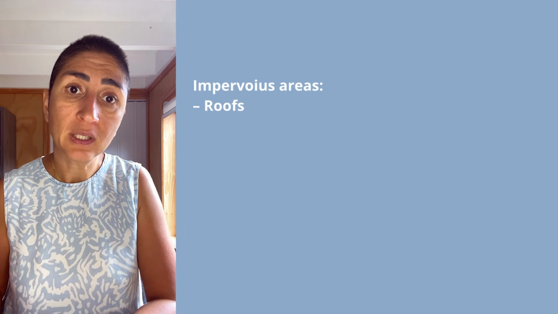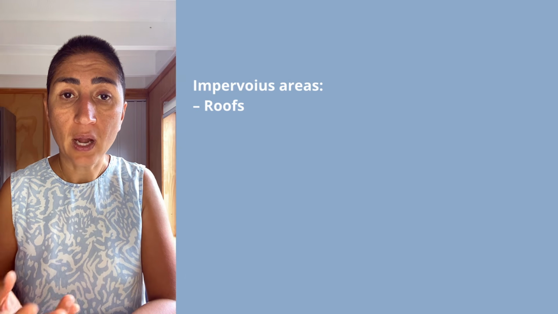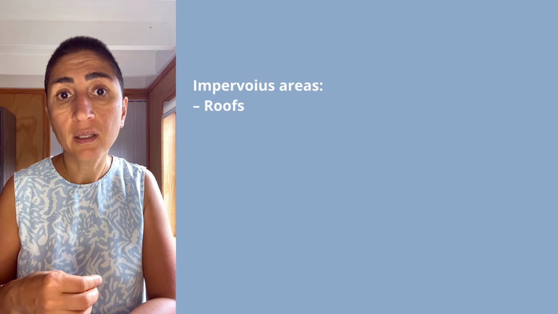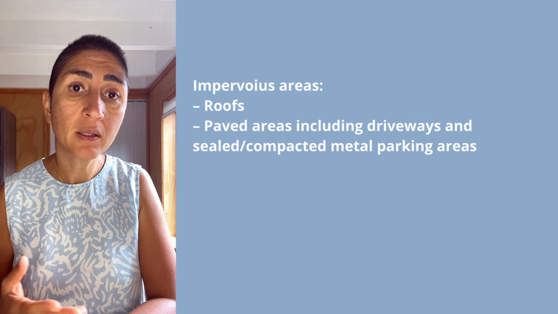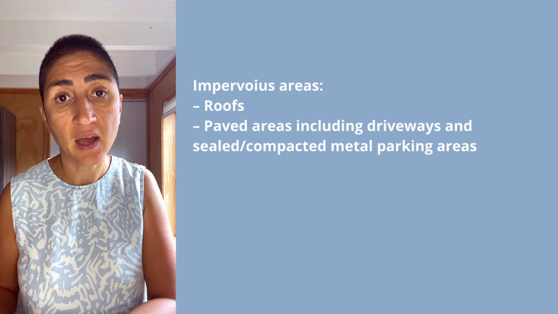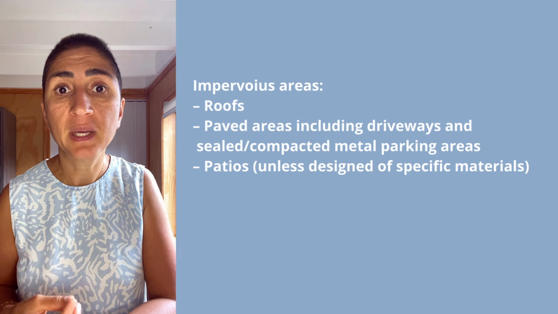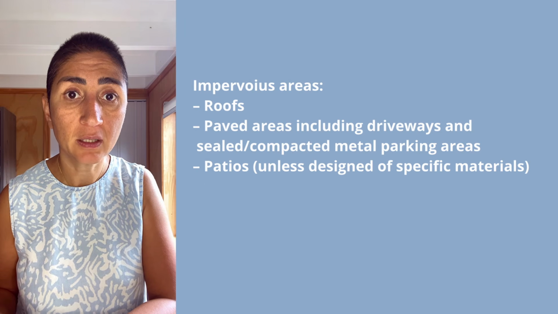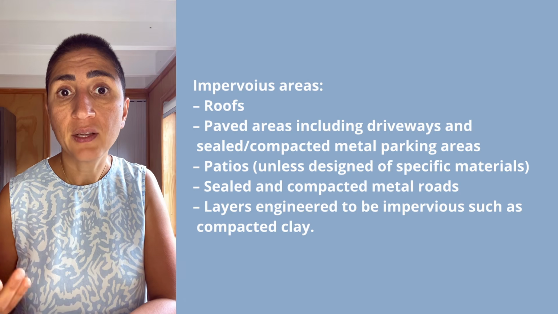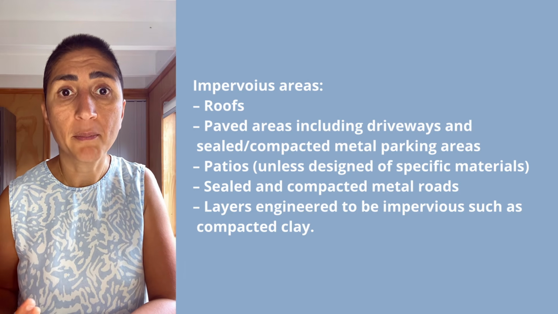Roof, which we actually covered in the last section under building coverage. So any building coverage is included in impervious area as well. Paved areas, including driveways and sealed compacted gravel areas. Patios, unless they are designed with specific permeable materials, sealed and compacted metal rolls, and layers engineered to be impermeable, such as compacted clay.